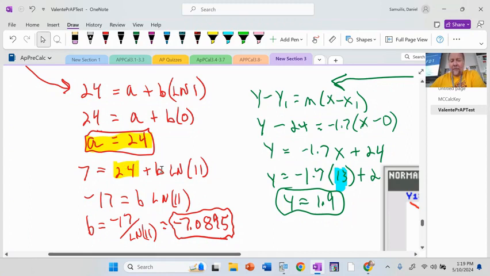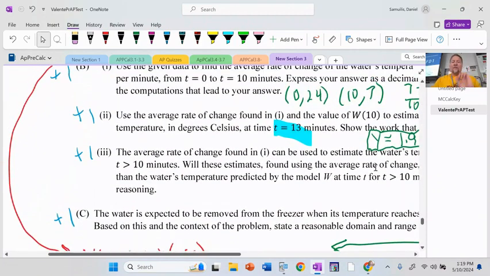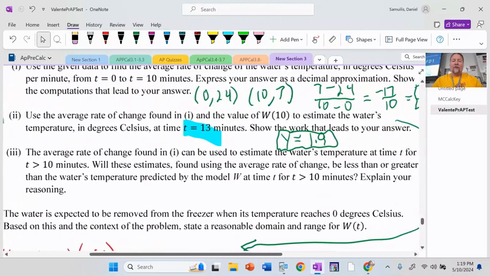Then you use the second model to find B, since I now have found A. Subtract 24, divide by ln 11, type it on your calculator. And then you get that answer. Okay, so we can now have this model. And actually, I do type the model in my graphing calculator for a later question.